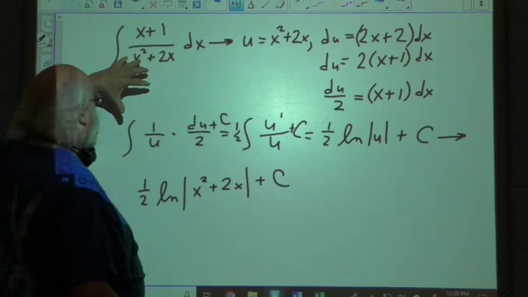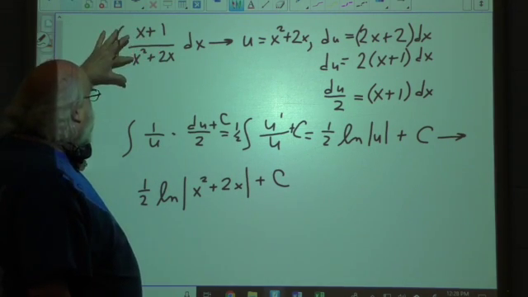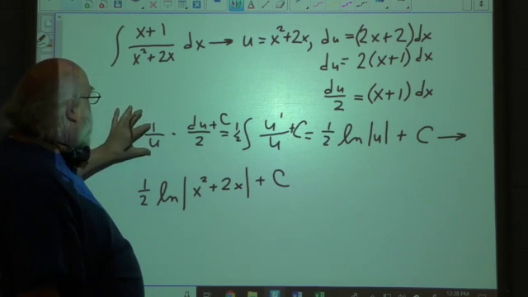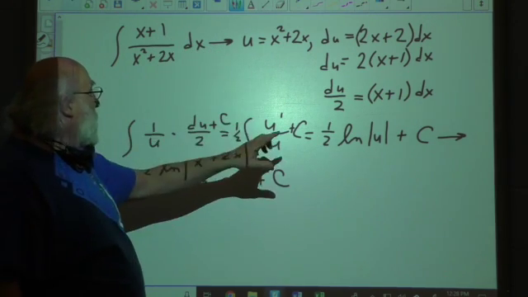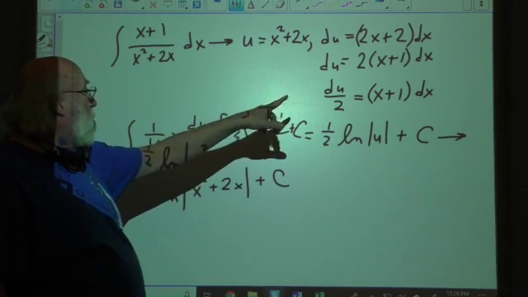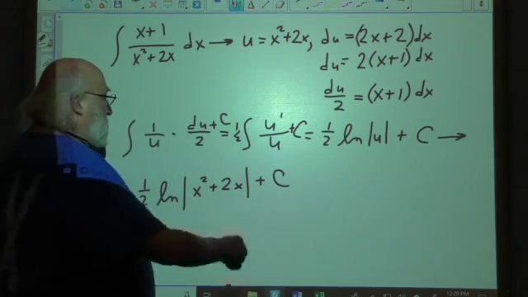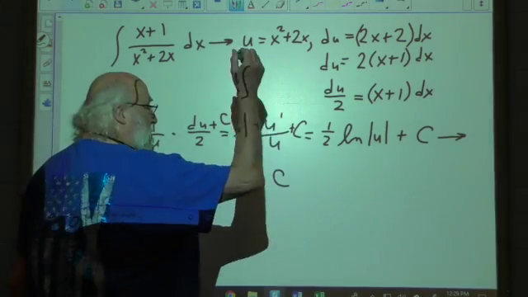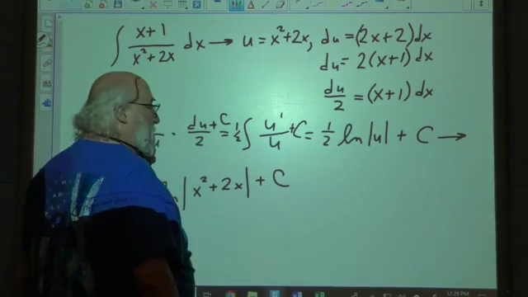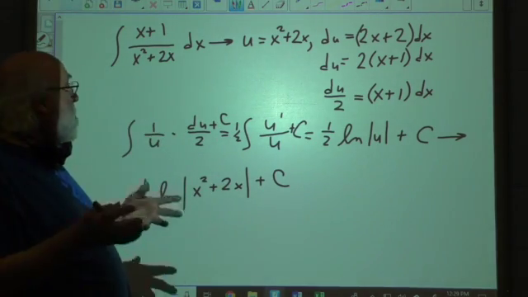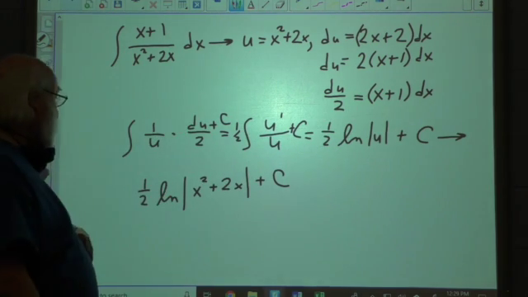So I come over to this original formulation here, and this is my u in the denominator, so that's 1 over u, times x plus 1 times dx, which is, we just said, du over 2, then plus c, which I forgot to put in, which is why it was so clumsy. But that gives you u prime over u plus c, which is going to give you 1/2 the natural log of the absolute value of u plus c. Now we're ready to plug in the x squared plus 2x, and voila, there's our answer.